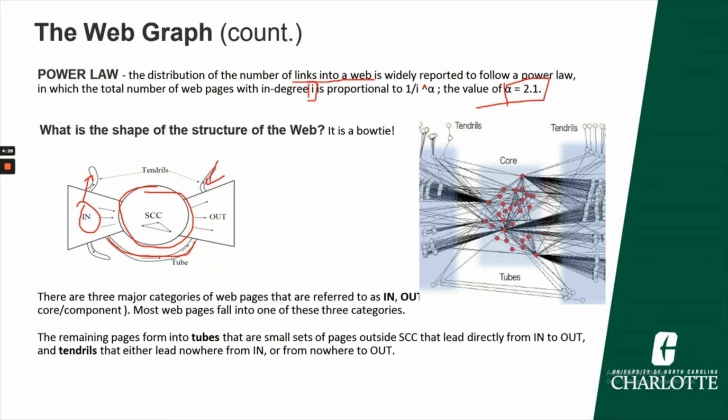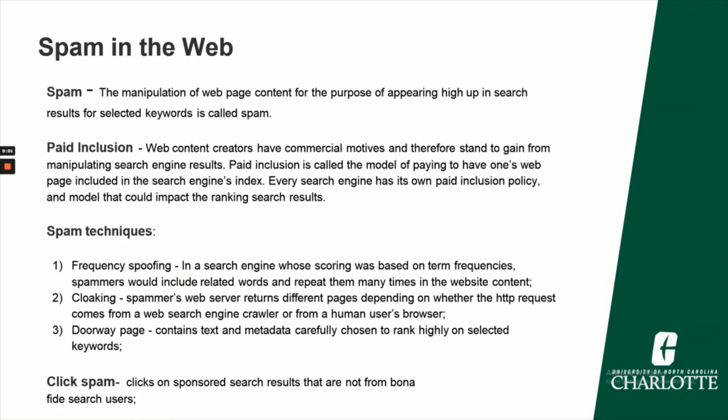And how it looks with the interlinks. When we talk about spam on the web, it's important to mention that we don't mean spam related to emails. It has a completely different meaning. We're talking about the manipulation of web page content for the purpose of appearing high up in the search results for selected keywords. This is what we call spam.